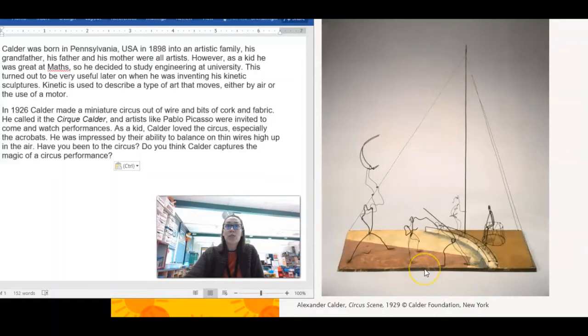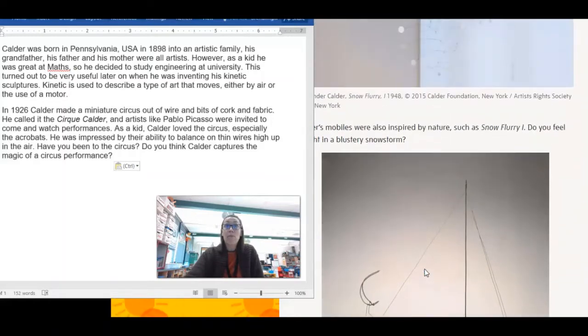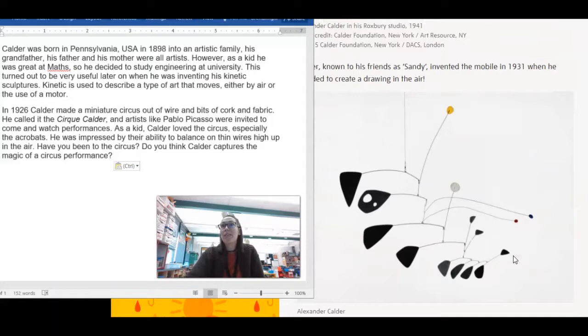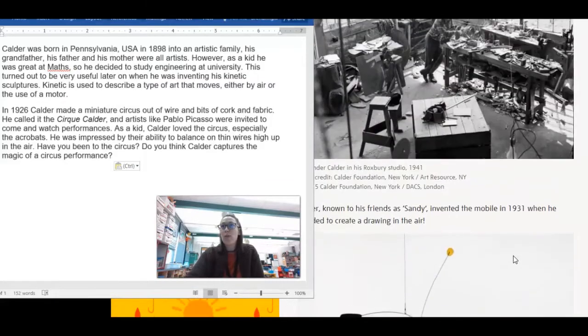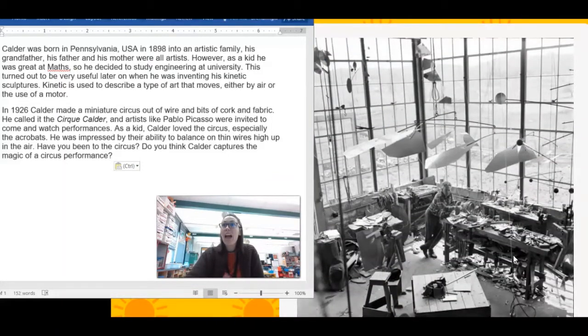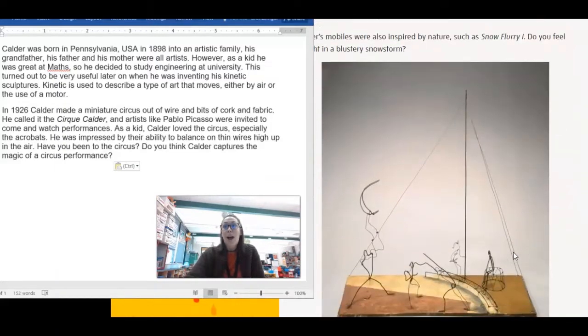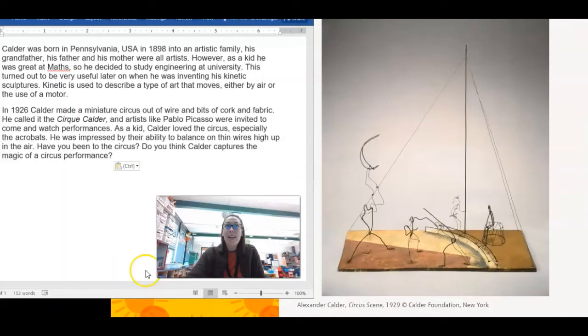Kinetic is used to describe a type of art that moves either by air or by motor. Here you'll see one of his kinetic sculptures. They kind of look like mobiles, those things you put over a baby's crib, and they swirl around. Well, we're going to watch a short video inspired by Alexander Calder's circus scene right here. Oh, over here. Sorry, guys.